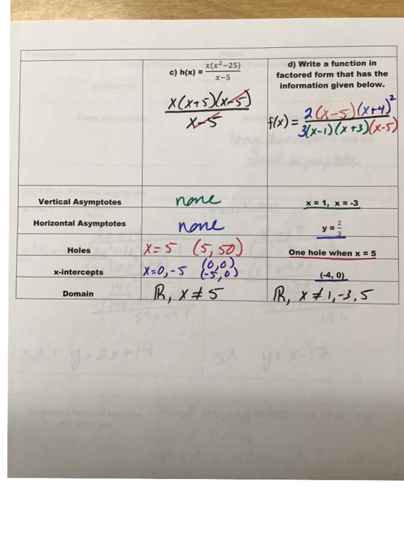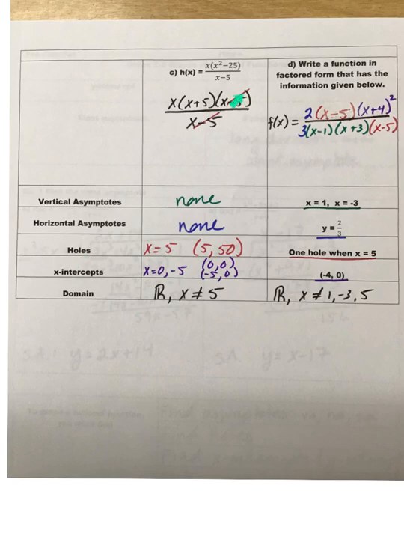Horizontal asymptotes. Well, the degree on top, if we were to distribute, is a 3 because we have an x cubed, and the degree on bottom is a 1. If the degree of the numerator is bigger than the degree of the denominator, there is no horizontal asymptote.